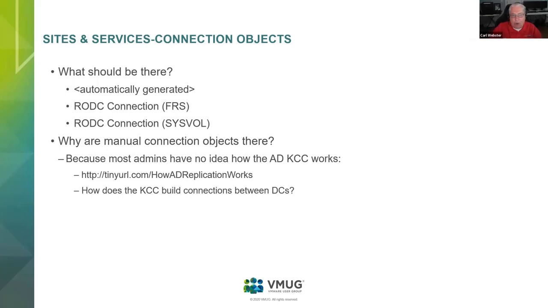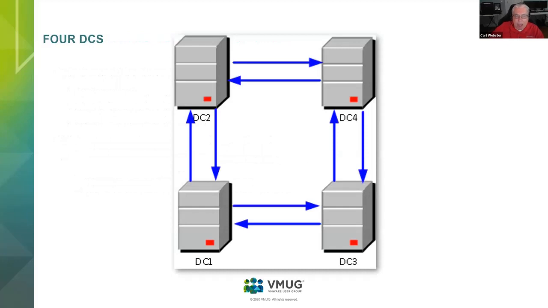And every domain controller is independent, and the KCC on every domain controller will build an independent topology, and they're all exactly the same. So no matter which domain controller you go and look at the replication topology on, they're all exactly the same. One of the most common misconceptions is that AD replication is a full mesh replication topology. That's the most common misunderstanding.